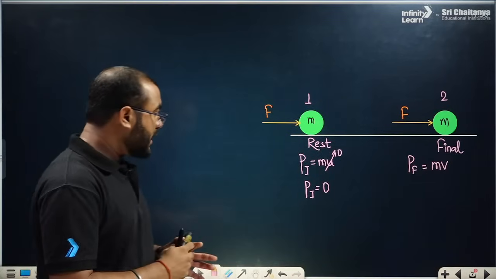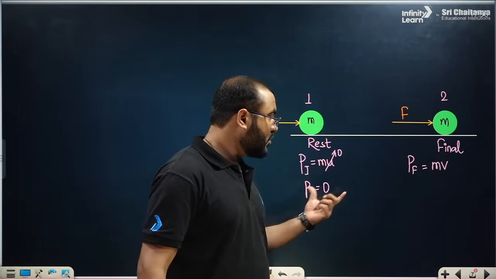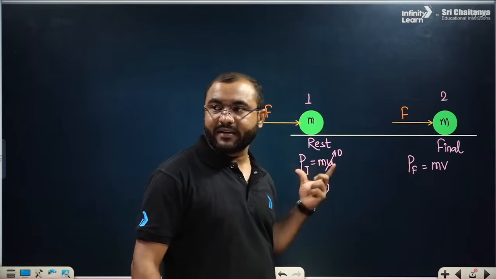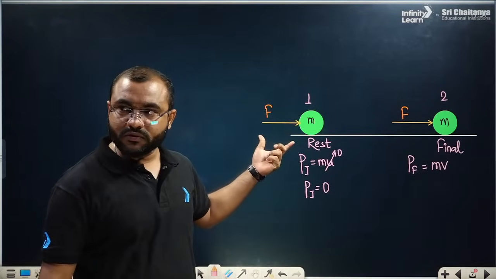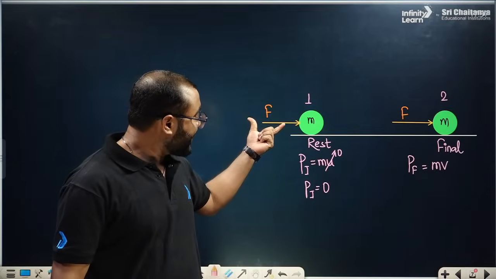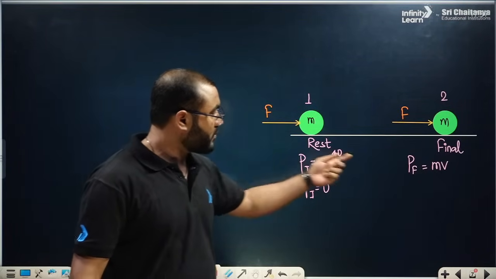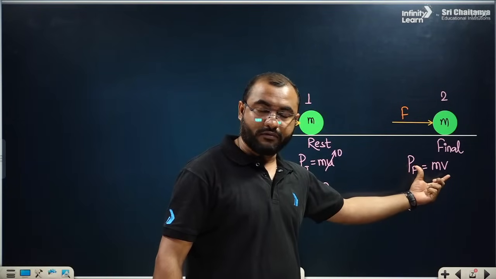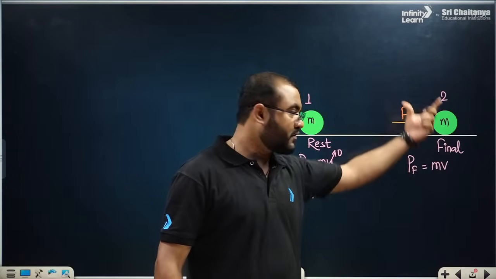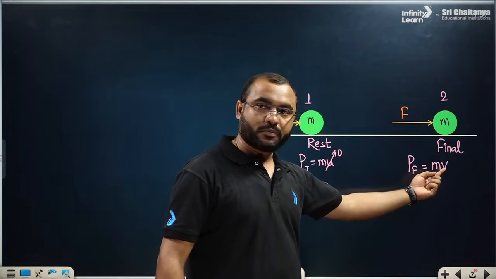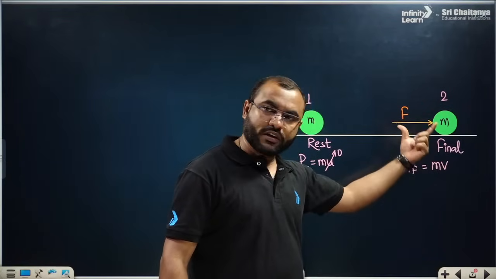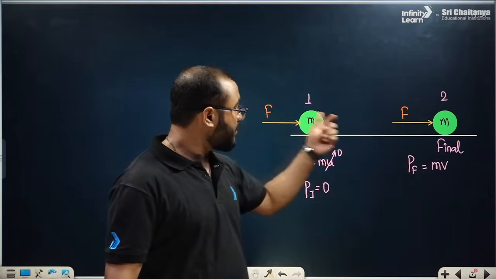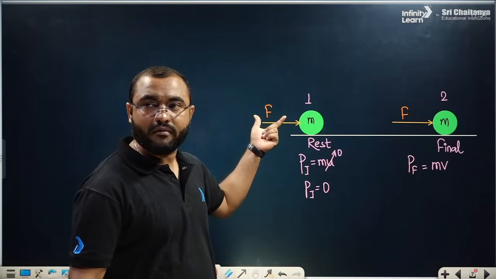Okay, so at the earlier state the momentum was 0, now it is m into v. This change has happened due to the application of this force. If you increase or decrease this force, the final velocity and final momentum will increase or decrease. Because the velocity increases with the force, the momentum also increases. If you decrease the force, it also decreases. So whatever happens is directly proportional to the force that we have applied.